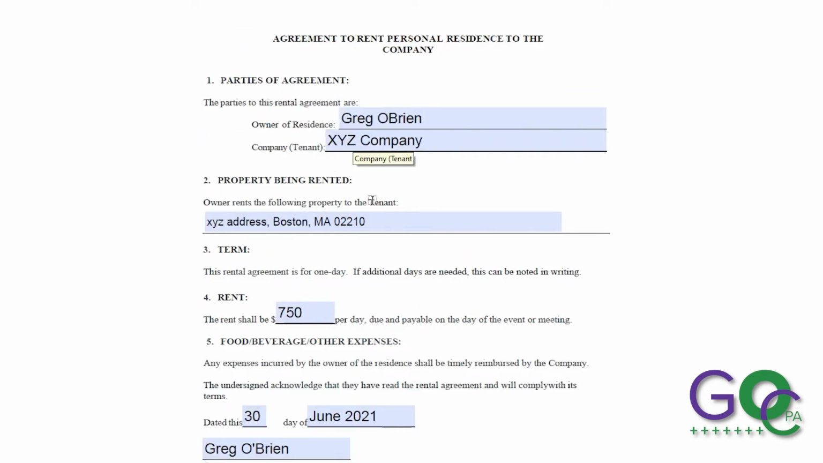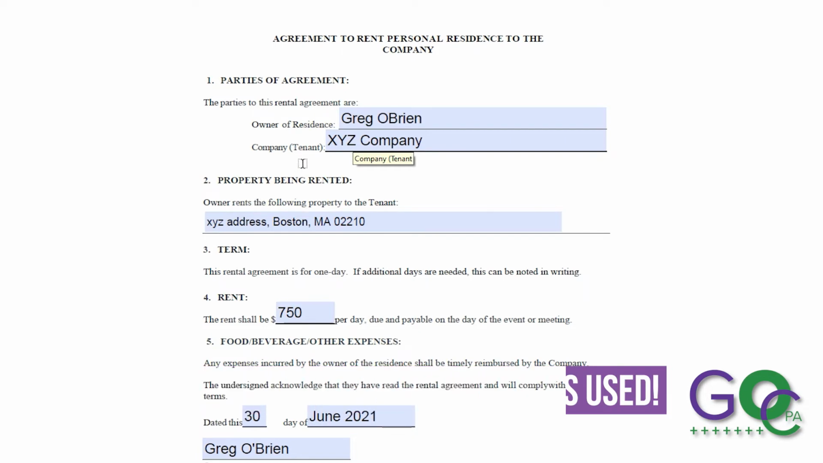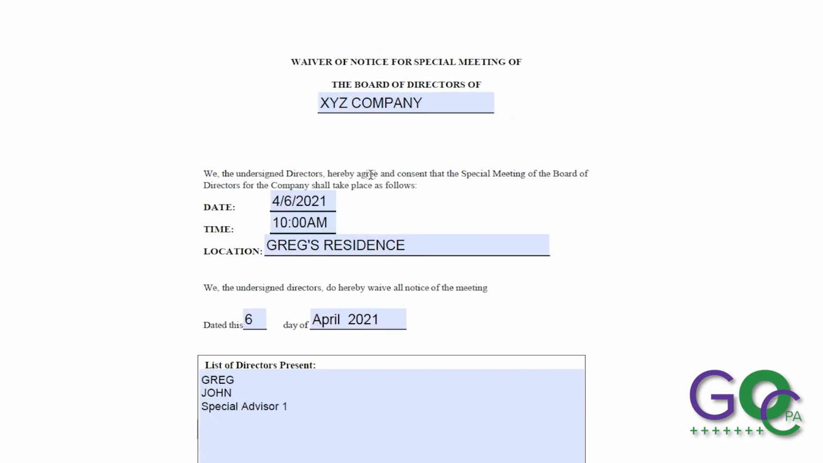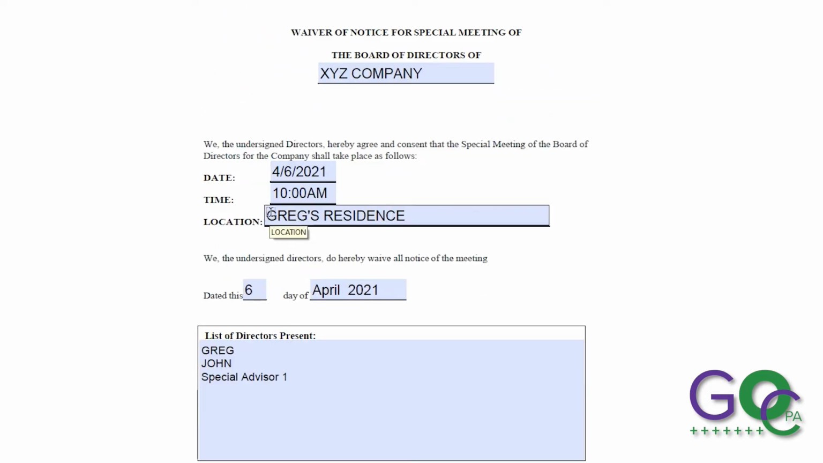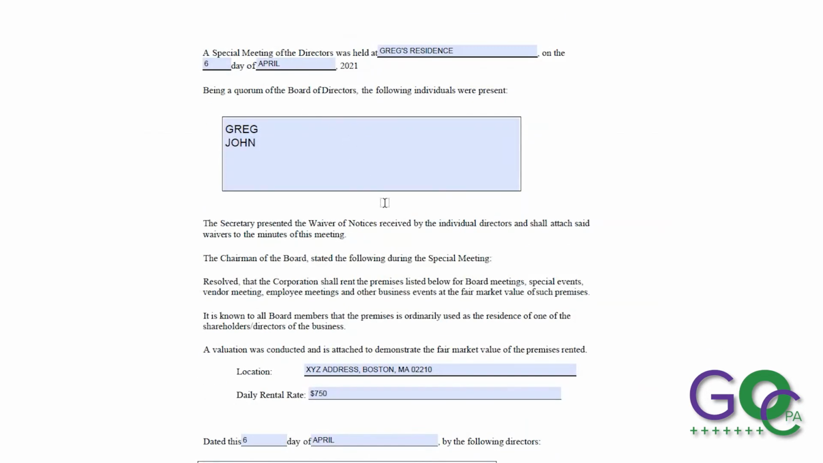This should be done, and dated, each time the Augusta Rule is used. So not just one time, every time. And for implementation purposes, with something like this, the board should formally adopt it. So we're saying, hey, there's a special meeting of the board that happens one time. This happened in April at Greg's residence with the following directors and advisors here for XYZ company. And we're waiving notice, meaning we're not publishing a notice to all shareholders about this. We're having a special meeting of the board. And then finally, we put these minutes together here.